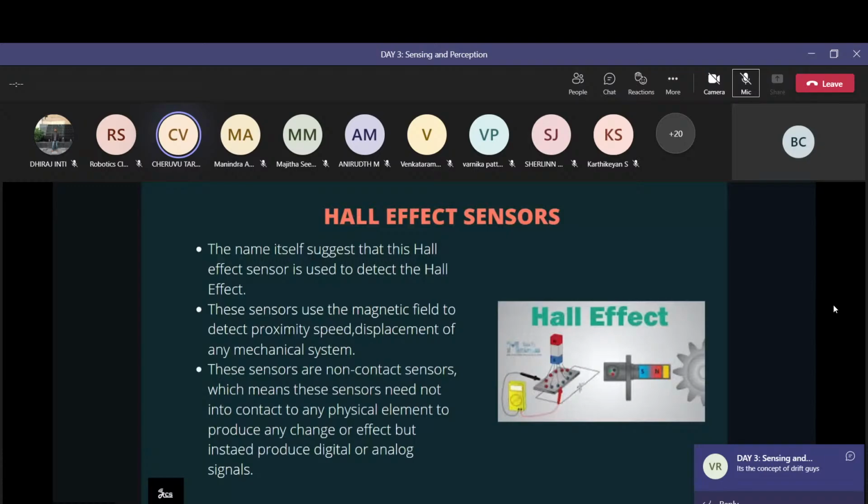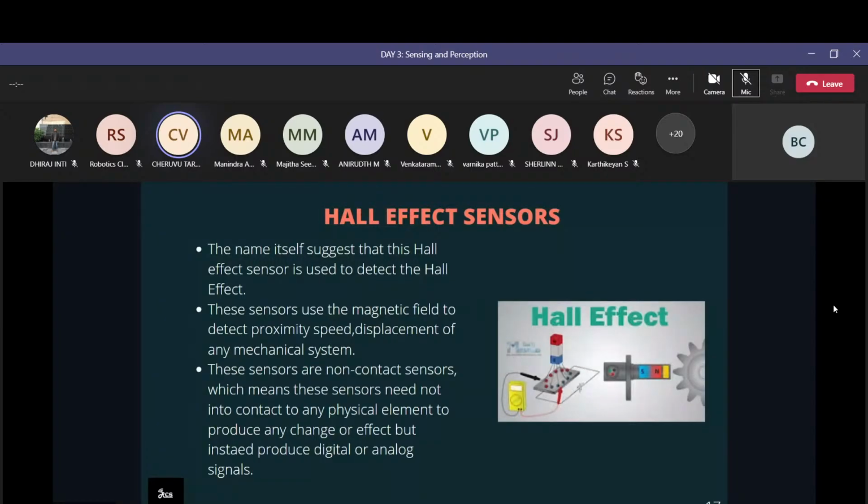So that is basically the Hall effect, and with the help of a Hall effect sensor, you can detect the Hall effect going on in a particular environment. The name itself suggests it is used to detect the Hall effect. These sensors use the magnetic field to detect the proximity, speed, and displacement of any mechanical system.